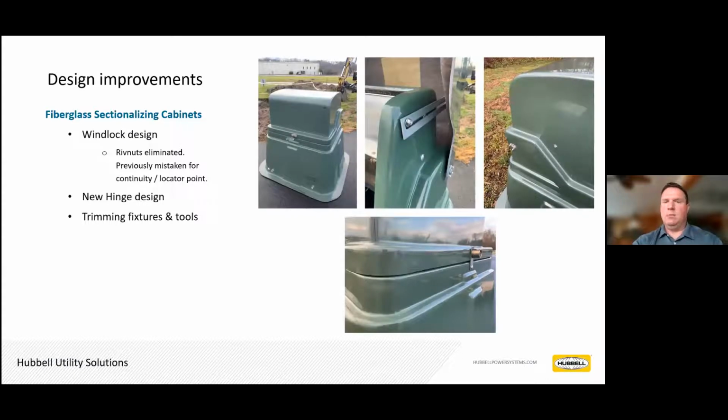Did some design improvements to this product. Our wind lock previously had, we were using something called a rib nut, which protruded externally from the cabinet. And I liken it to sort of the Frankenstein bolts. So when that product type was in play, those rib nuts were mistaken for continuity or locator points. So we have since changed that up, and those no longer protrude from the unit.